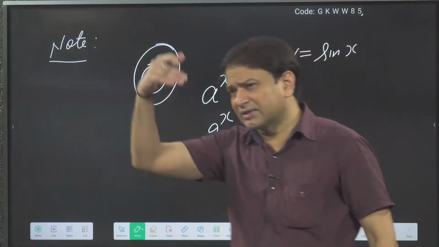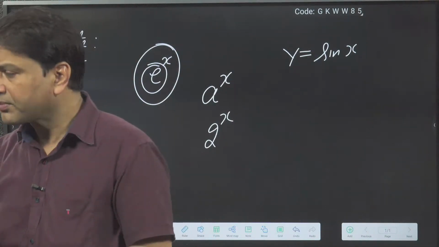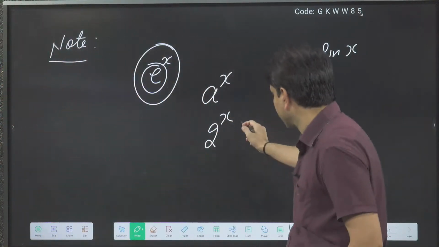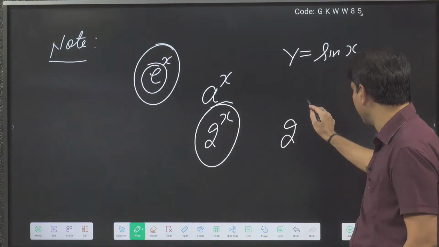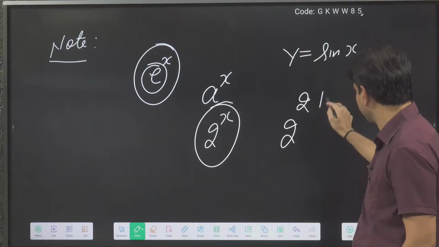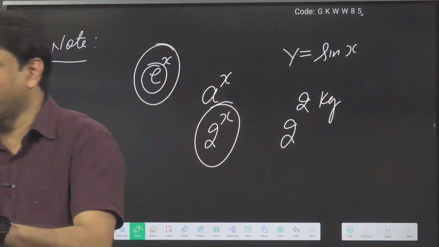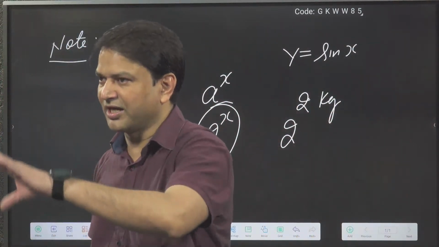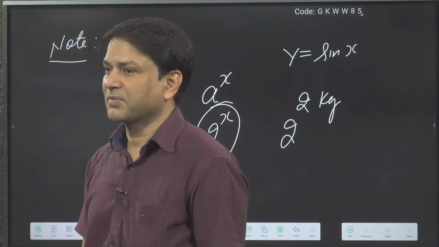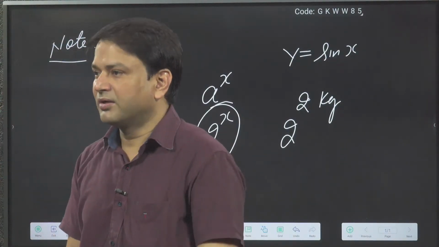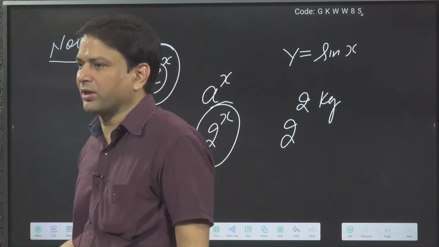Okay, whether I am writing e to the power x, a to the power x, or 2 to the power x. Just take the example of 2 to the power x. Can I write 2 to the power 2 kg? Is there a meaning to that? Does this relation 2 to the power 2 kg seem meaningful? Tell fast. No, because what is the meaning of a number to the power of a unit?